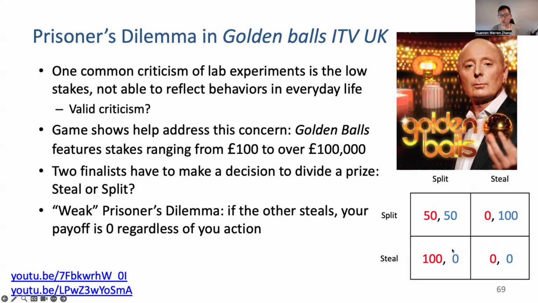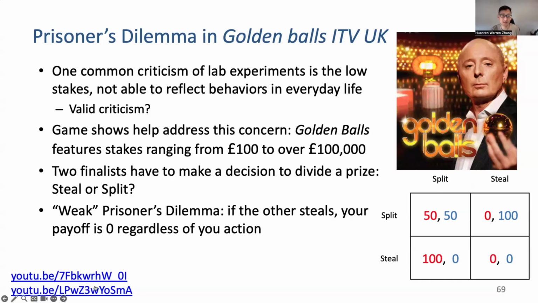Right? So here, let's assume that these two contestants are deciding to split or divide 100,000 pounds. If both of them decide to split, then they split this prize. If one decides to steal and the other decides to split, then the one who steals gets all the money, and the other gets nothing. But if both of them decide to steal, then none of them gets anything. So this is definitely a prisoner's dilemma. I do not have time to watch these videos together in class.